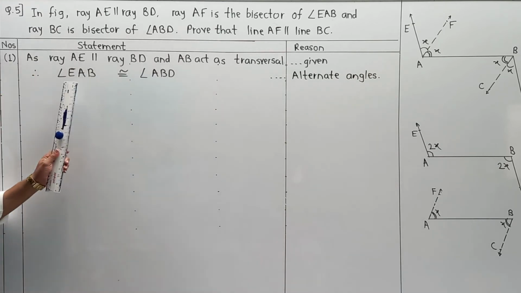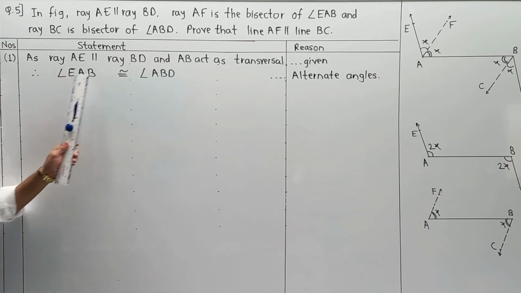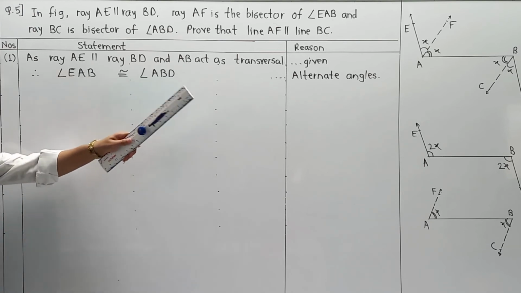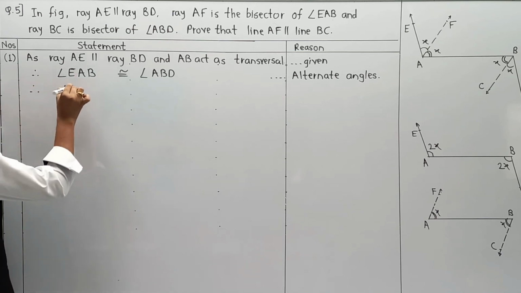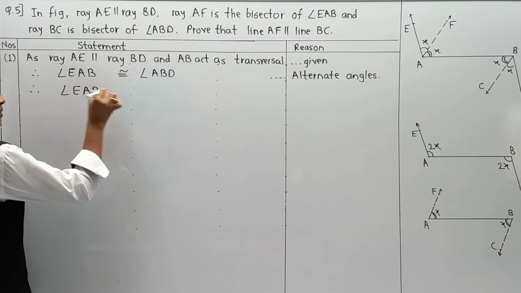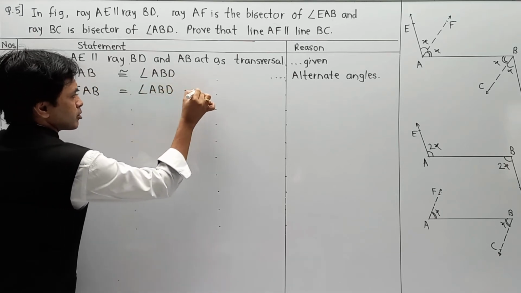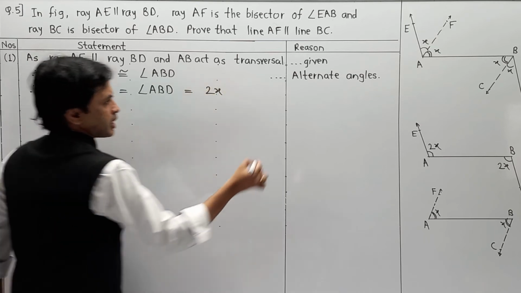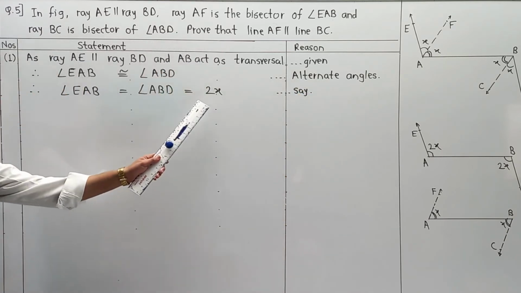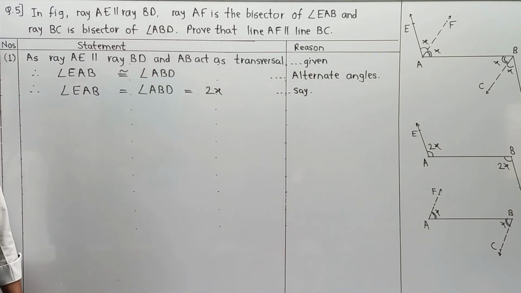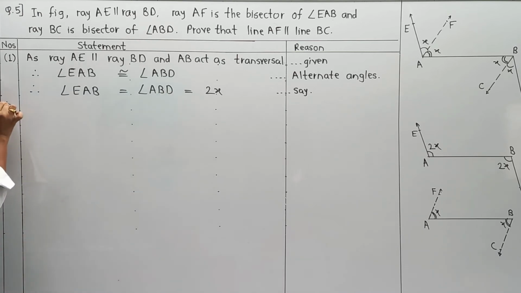Now from here we are able to get angle EAB congruent to angle ABD. Now this congruency part I am going to convert to equal, because I have to represent that value as 2x. So angle EAB is equal to angle ABD, which is equal to 2x, and we are considering it as 2x because this part is required for the next derivation.